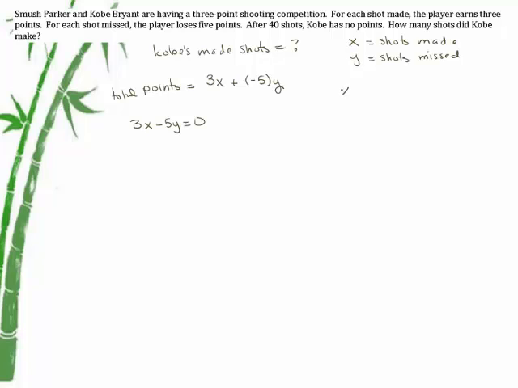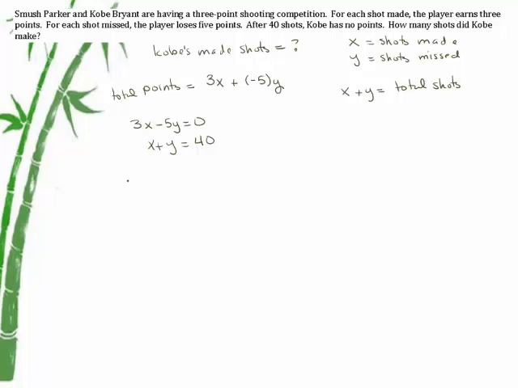Now, X is the number of shots made and Y is the number of shots missed. This would be the total shots, X plus Y. Well, Kobe made 40 shots. So X plus Y in his case is 40. So we have 3 points times the shots he made minus 5 points times the shots he missed equals his total score of 0. And the shots he made plus the shots he missed is 40 total shots.